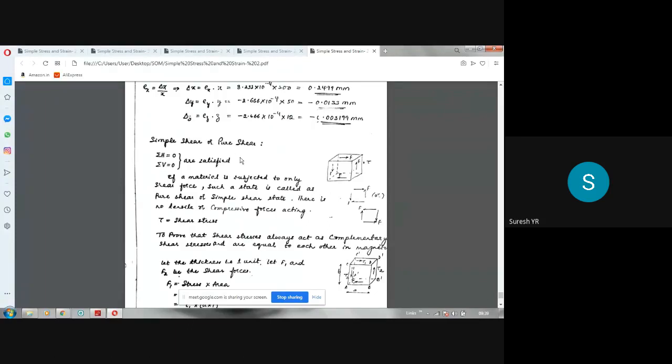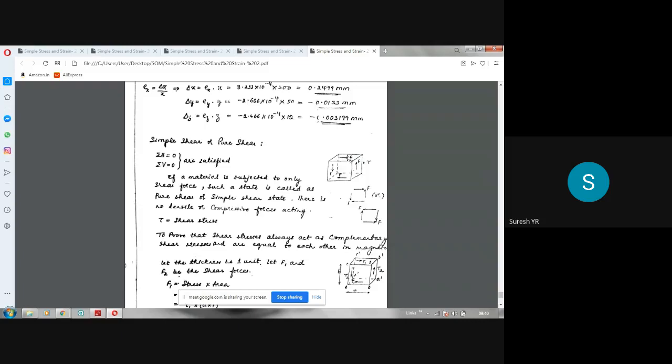See here, I have taken a block, maybe rectangular or cube, no problem. You can see I have shown a force F here on the upper area. This force is not acting perpendicular to this area, it is acting parallel to the area, or tangential to the area. That is why shear force is also called tangential force. So here, this block is subjected to only shear forces. It is not subjected to any normal force, that is tensile or compressive force.